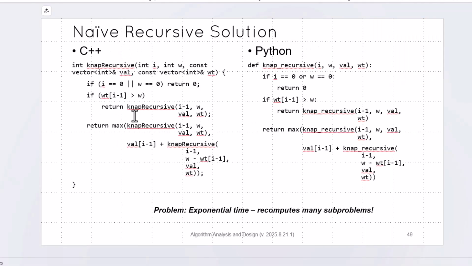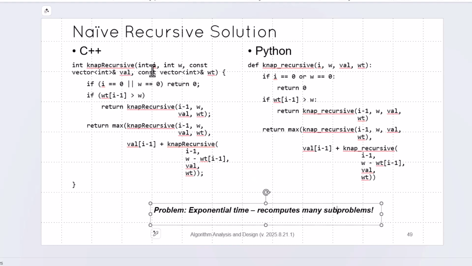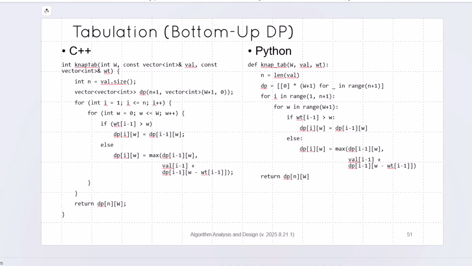All right, here are the solutions. This is the naive recursive solution for the knapsack. This is exponential time, and it recomputes many subproblems. Using kind of a divide and conquer technique, this is really inefficient. So we can improve on it with memoization. So we get big O of n times w, the total number of items times the weight capacity, for both time and space. And tabulation improves it even further, right? We're avoiding recursion and things like that.